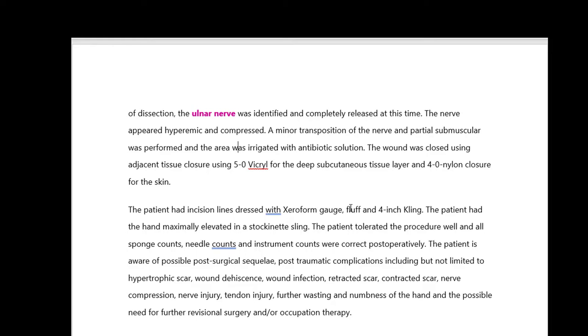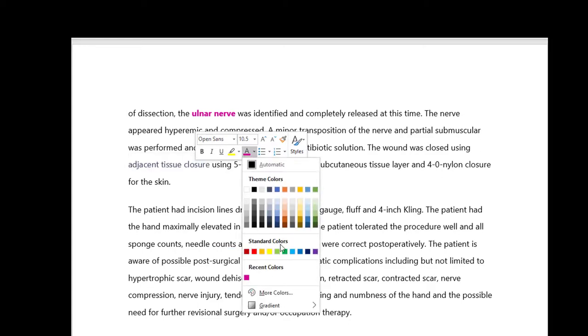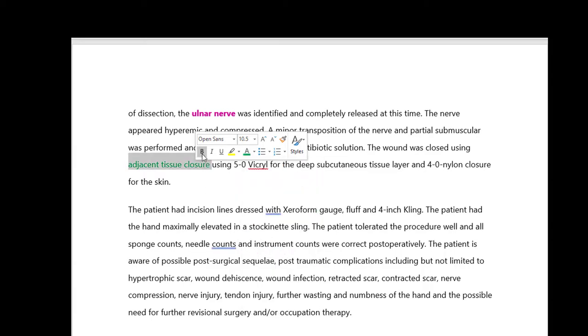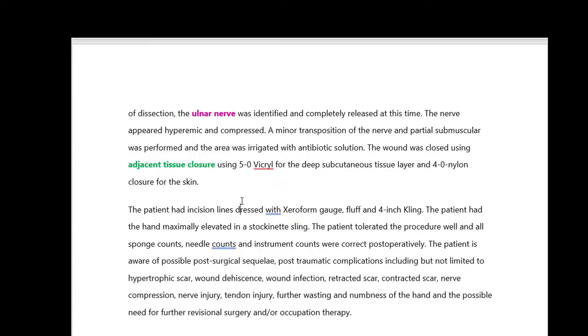The wound was closed using adjacent tissue closure, using 5-0 Vicryl for the deep subcutaneous tissue layer and 4 nylon closure for the skin. Now, the physician mentioned in his procedures performed, he talked about adjacent tissue closure. So what we're going to determine is whether that is actually a procedure, or is that just something that's done as a normal course of a procedure?